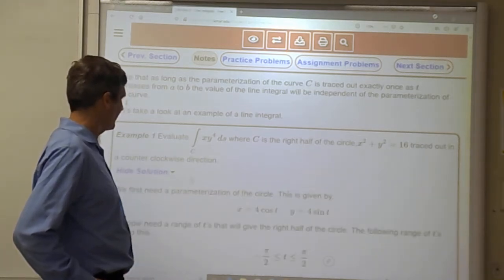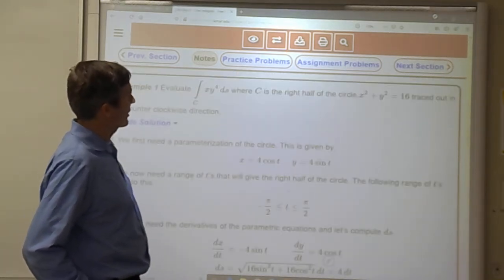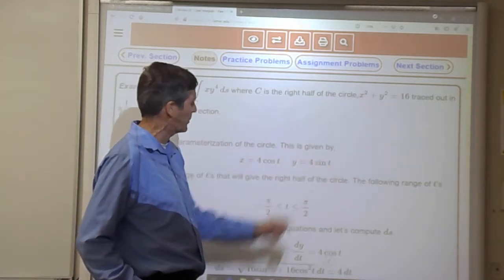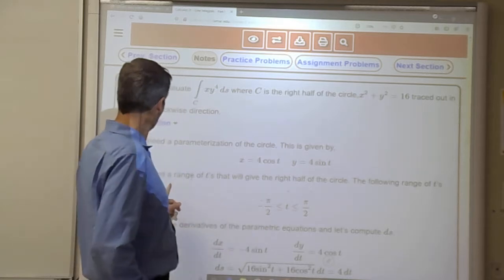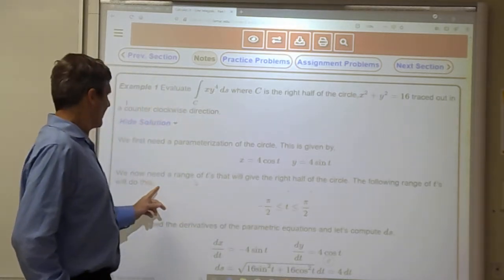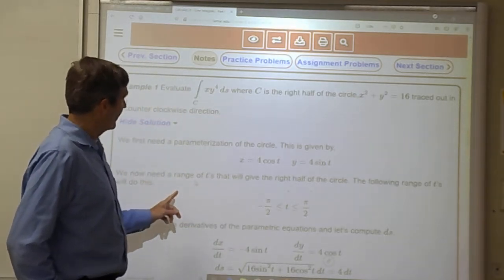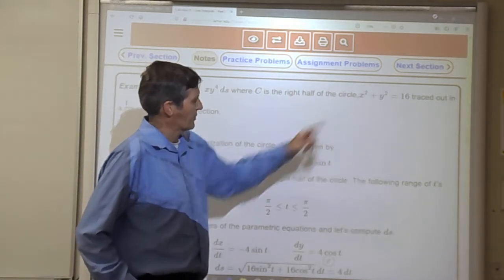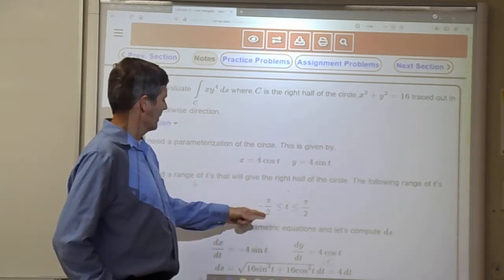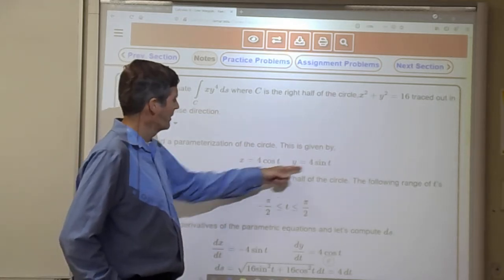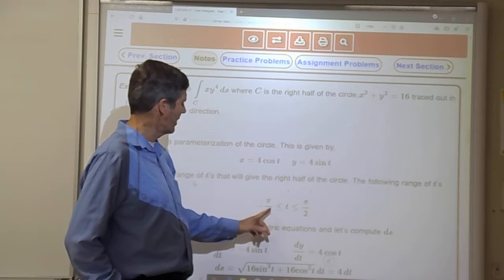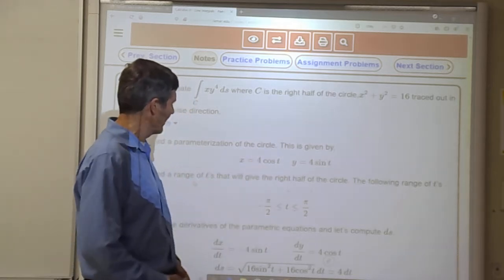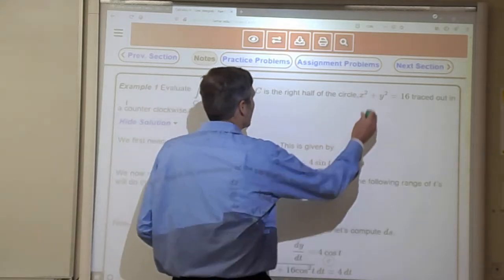Just click on here and you can see to parameterize a circle of radius 4, you can use x equals 4 cosine t, y equals 4 sine t. Then if you want to go around the half circle, this one says, let's just do it around the right half of the circle. We'll let t, which is the polar angle, go from minus 90 degrees to plus 90 degrees in the xy plane. And so we're sweeping out the curve.